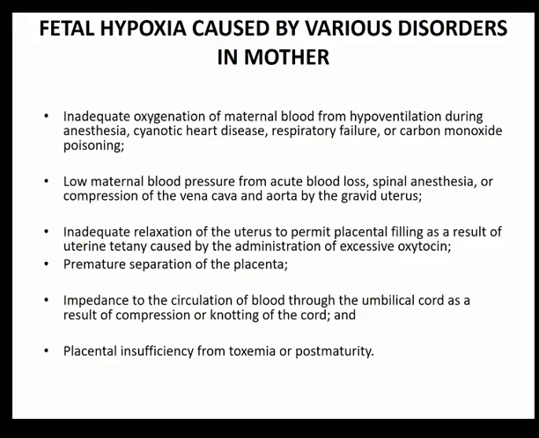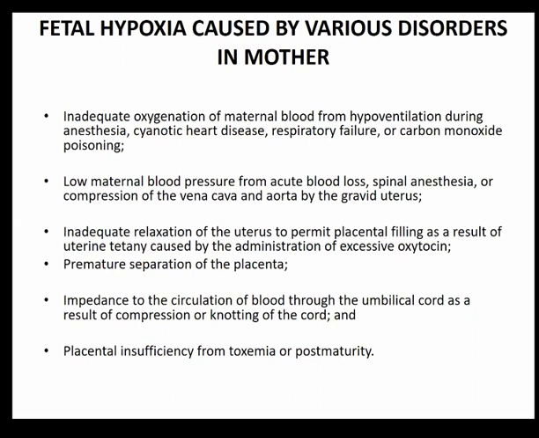As already told you, there is inadequate oxygenation of the maternal blood from hyperventilation during anesthesia, pulmonary heart disease, respiratory failure, carbon monoxide poisoning. Low maternal blood pressure from acute blood loss, spinal anesthesia, compression of the vena cava and aorta by a gravid uterus. Sometimes there is inadequate relaxation of the uterus to permit placental filling as a result of uterine tetany caused by the administration of excessive oxytocin. So one should be very conscious about the drugs that are being used before and during delivery. Sometimes these are avoidable.